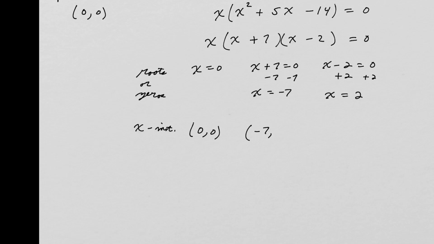Then I have negative 7 comma 0. That would be another x-intercept. And finally, 2 comma 0.